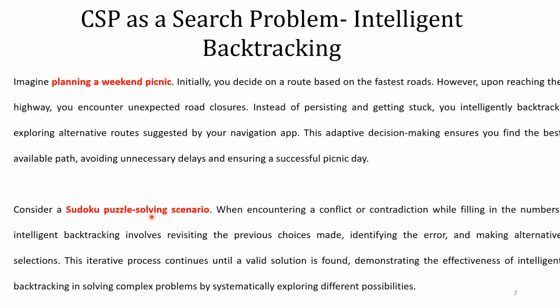And consider a puzzle solving scenario. When we encounter a conflict or a contradiction while we fill the numbers, this intelligent backtracking generally involves revisiting the previous choices made. It helps in identifying the error and it makes the alternative selections. This iterative process will continue until a valid solution is found. This is going to demonstrate the effectiveness of intelligent backtracking in solving complex problems by systematically exploring different possibilities.